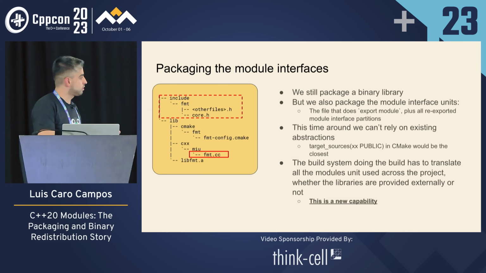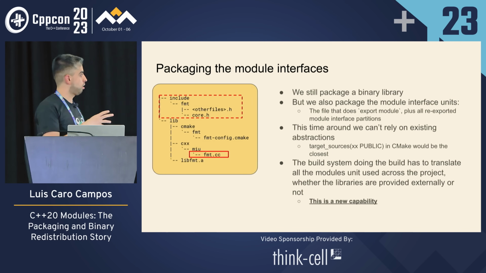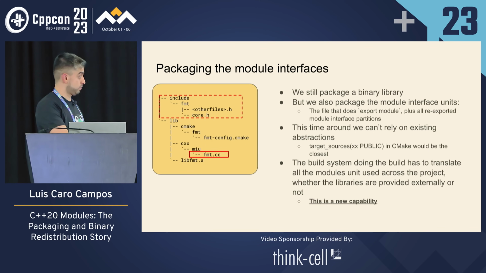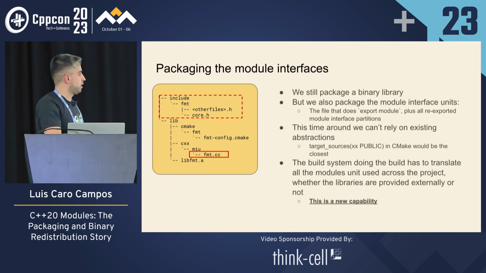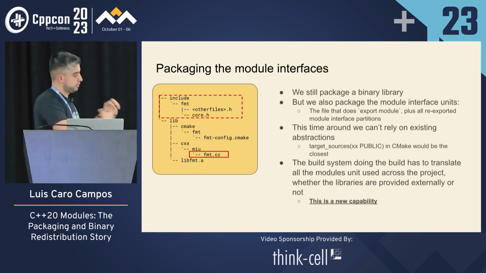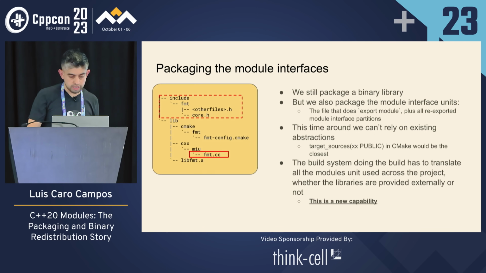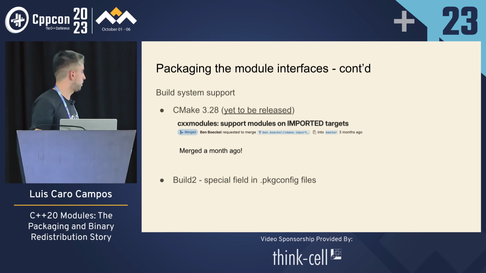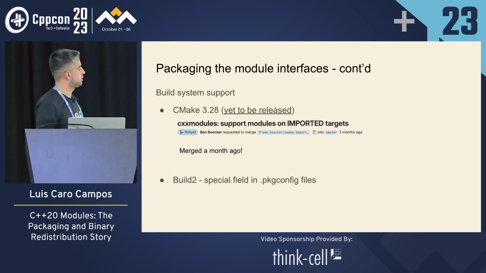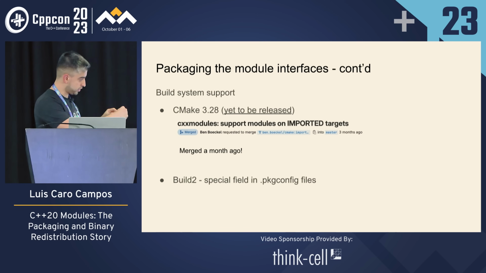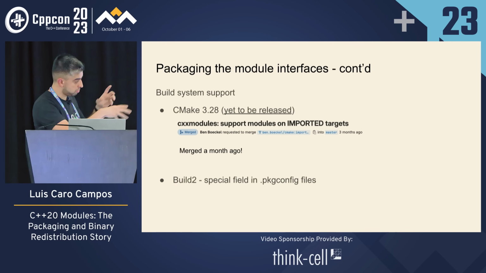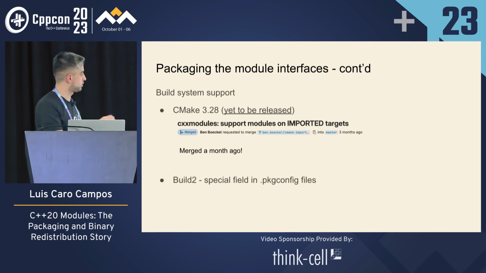So I would say in this particular instance, we cannot rely, strictly speaking, on existing abstractions, because now the build system needs to translate code that is not part of the build, so it needs to be aware of that as well. And this is a new capability that we need to give build systems. And again, CMake is the only one so far that's, actually no, that's not true. Build2 has had for a while the ability to do this, relying on some special field in the package config files, although it doesn't support dependency scanning in the same way as CMake, so it could be a little tricky, but there's a precedent for this.